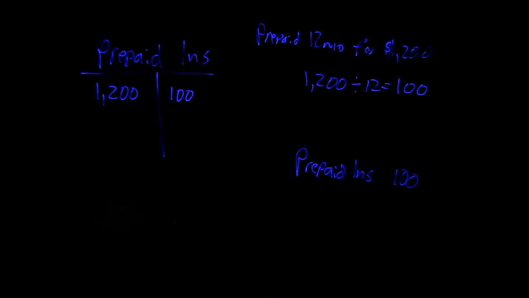And then our debit is going to be to insurance expense for $100. So we're recognizing the expense as it's incurred, $100 at a time, versus the whole $1,200 chunk when we paid it. The pure basis of accrual basis accounting, recognizing expenses as they are incurred.